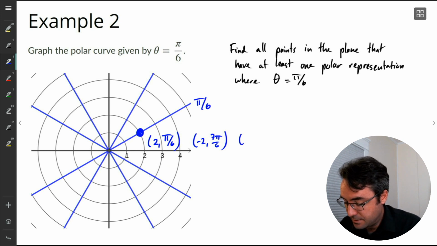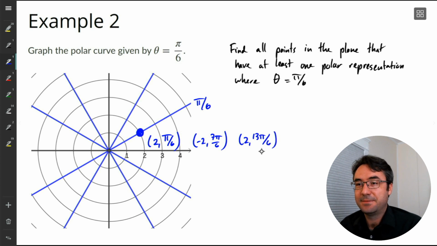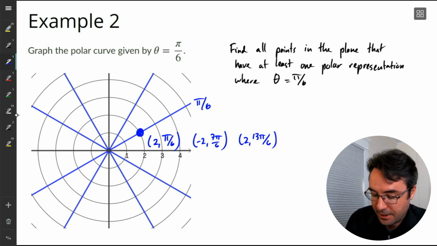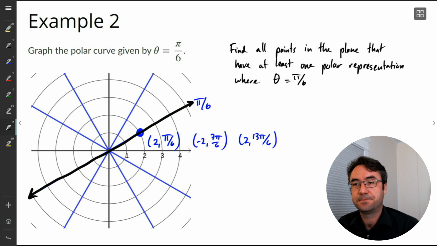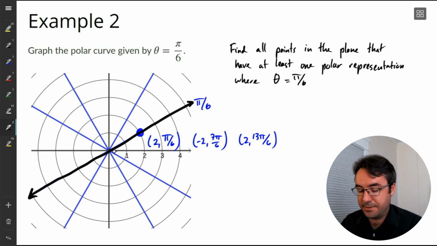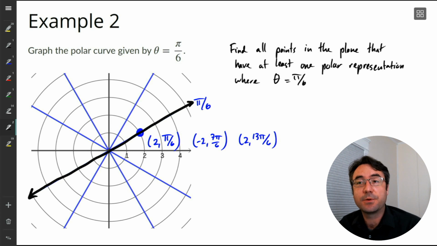There might be other ones still, like 2 comma 13 pi over 6. Again, this is a representation for that exact same point, but the theta value here doesn't fit our description, but that's okay. We found one that actually does meet the condition, that theta value is pi over 6. All right, and it turns out that if we were to graph this, it's a line. So all of the points on this line can be represented in polar coordinates where the theta value is pi over 6.